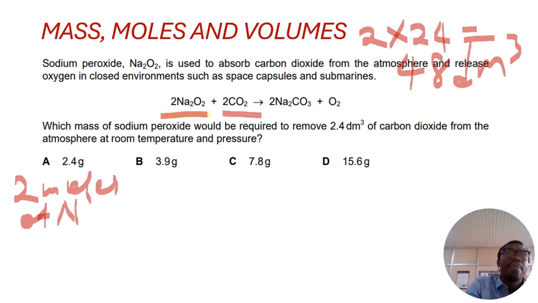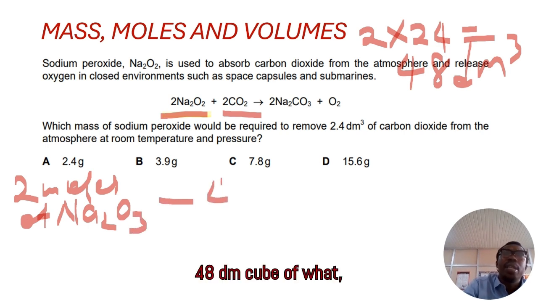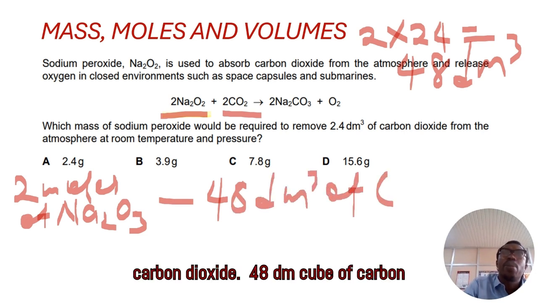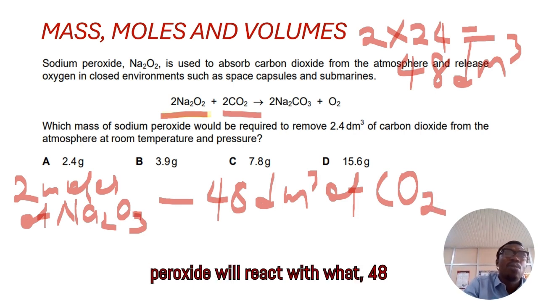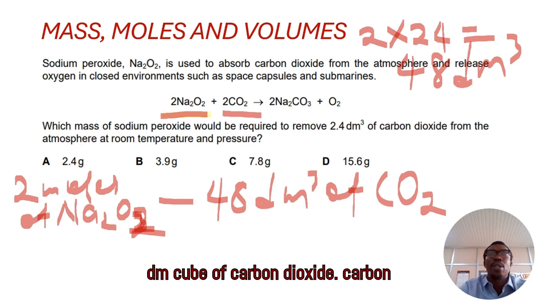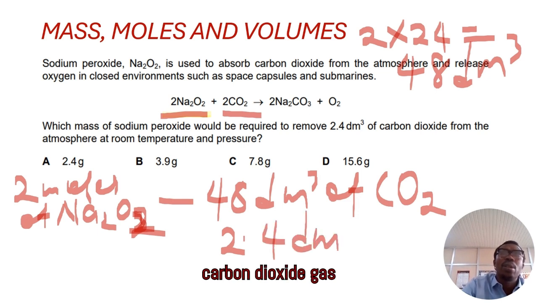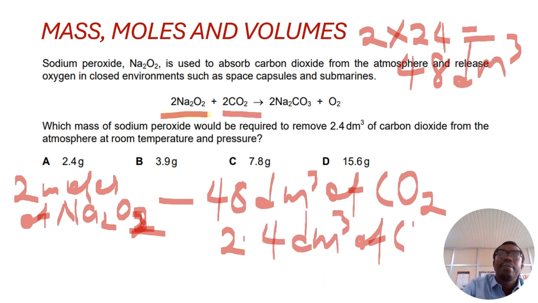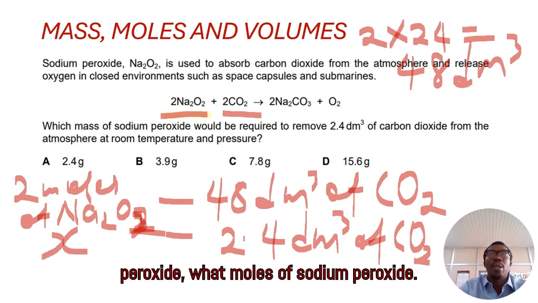That means from the equation, 2 moles of sodium peroxide will be required for 48 dm³ of carbon dioxide gas. So 2 moles of sodium peroxide will react with 48 dm³ of carbon dioxide gas. So that means 2.4 dm³ of carbon dioxide gas will require what moles of sodium peroxide?